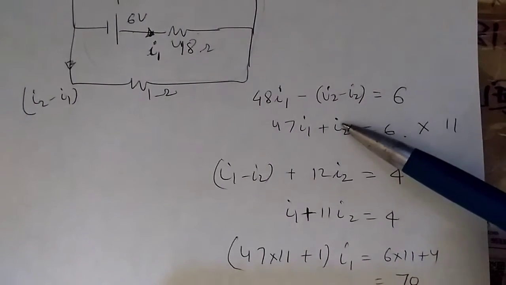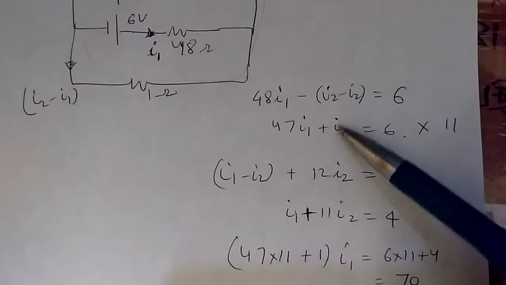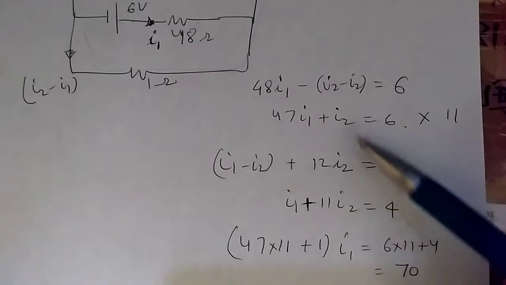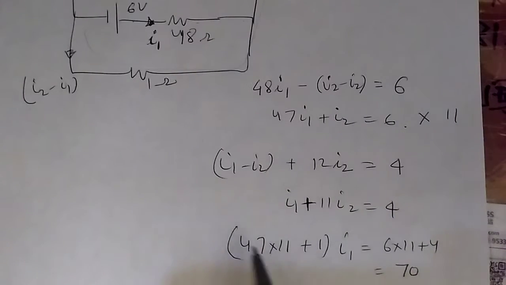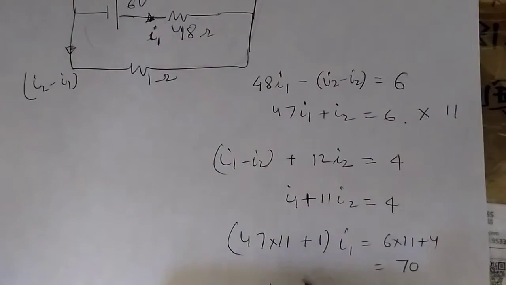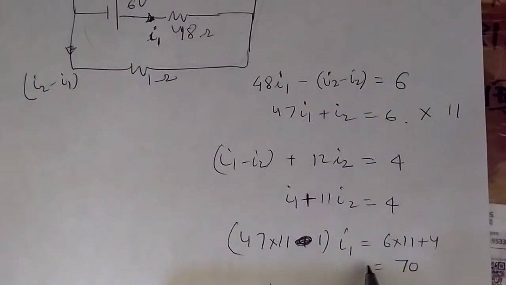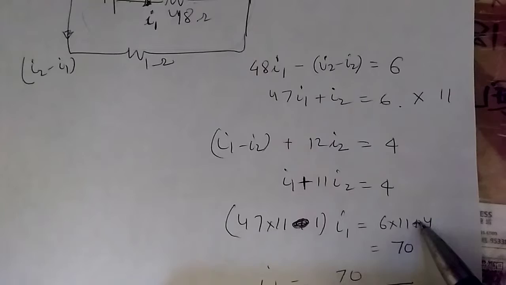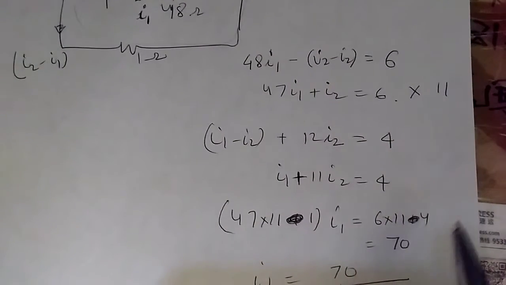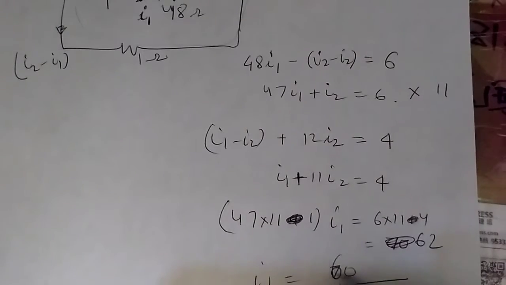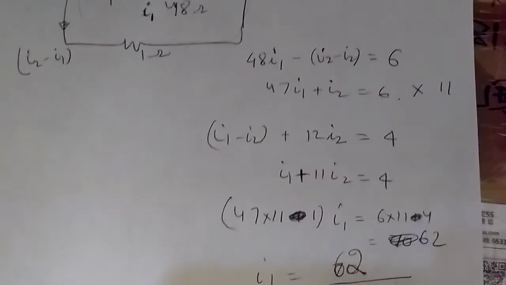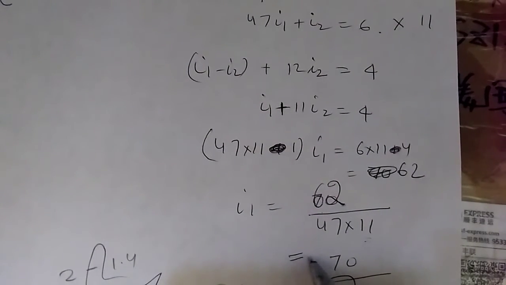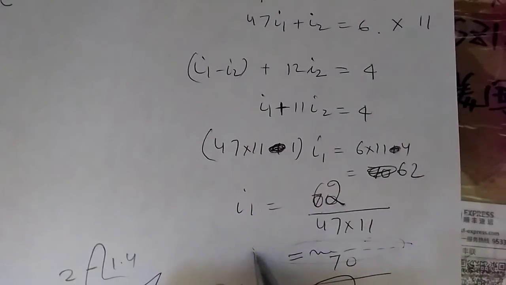Now we need to solve this and this equation for I1. So we need to eliminate I2 to get I1. So we multiply this by 11 and subtract this one from this one. So we have 47 multiplied by 11 minus 1 equal to 6 into 11, and this one becomes minus 4. So this becomes 66 minus 4, this is 62. 62 divided by 47 multiplied by 11 minus 1, which will be approximately 47. If you calculate this whole thing, you should be able to get the desired result of our I1.